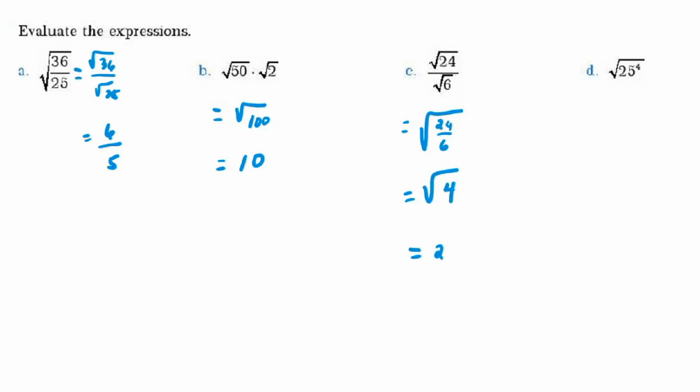Now for letter D, which property are we going to apply? Let's go back to the properties. In this case, class, I'm going to rewrite this first in terms of a fractional exponent. So we have 25 raised to 4 over 2. The 4 here is the exponent, and 2 is the invisible value of n, the value of the index. Simplifying that, this becomes 25 to the power of 2. And what is 25 squared? That is equal to 625.